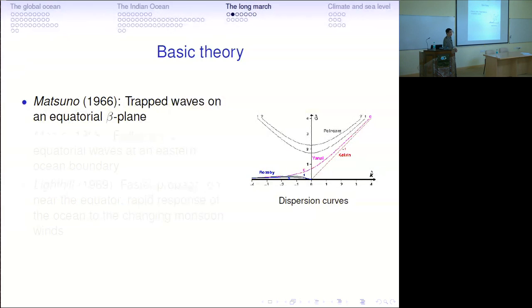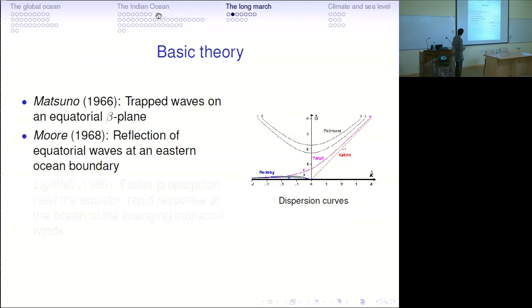Basic theory is contained in 3 papers or theses. The first is Taro Matsuno, 1966, on flood waves and equatorial beta wave. These are the dispersion curves for waves. The next one was the PhD thesis, where we showed how the equatorial waves reflect at the eastern ocean boundary. It's much easier to do it at the western boundary. It was the eastern boundary problem that was very hard, and it was Dennis Moore's great contribution.